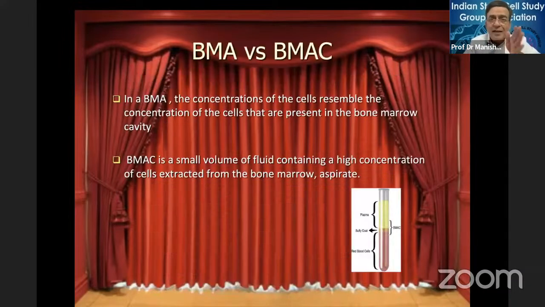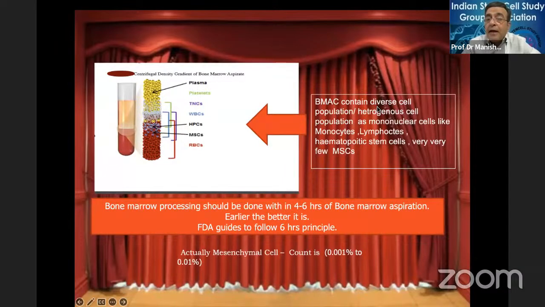So technically, if you compare BMA or BMAC, BMA is just the bone marrow aspirate, which is present in the body or outside the body. And the concentrate has a higher concentration of the cell. You can see here the buffy coat layer, which has the BMAC. Now, definitely the BMAC has a diverse, heterogeneous cell population, starting from the mononuclear cells to hematopoietic stem cells and very few MSCs.